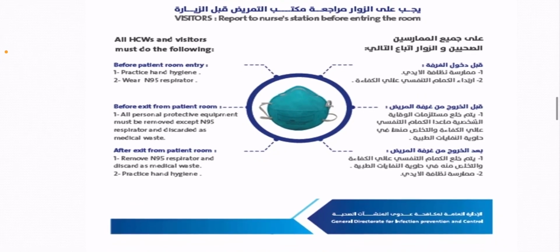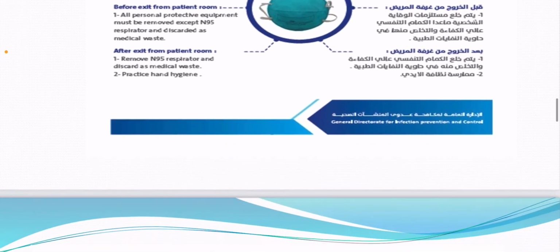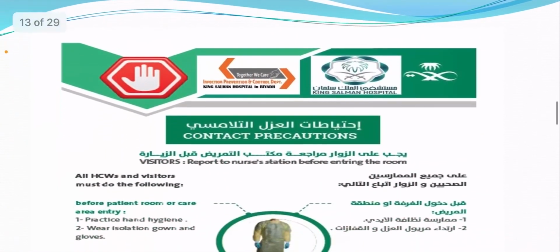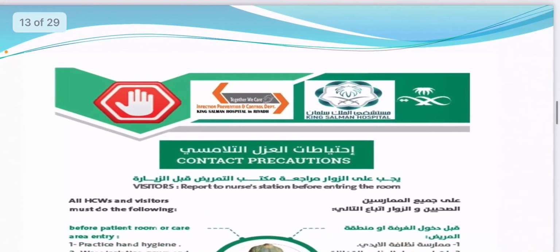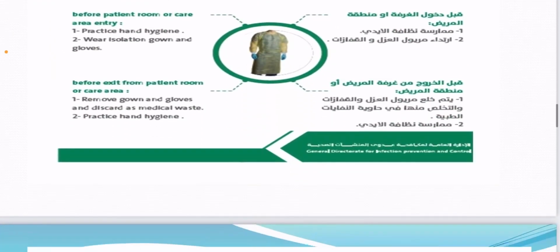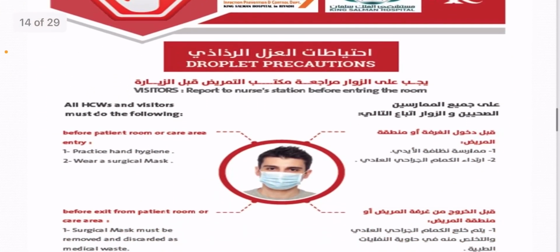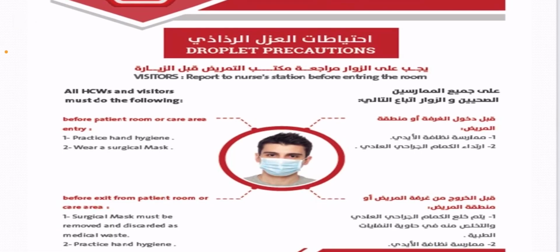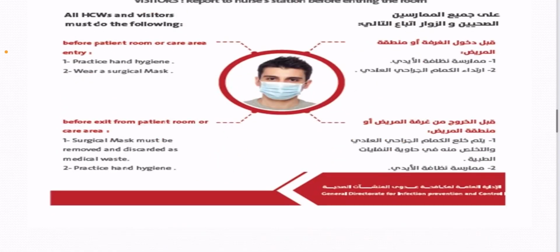While coming out, you have to remove your N95 mask. Contact precaution: you will clean your hand. You have to use your gown and gloves. Droplet precaution: again, hand hygiene, use your surgical mask.